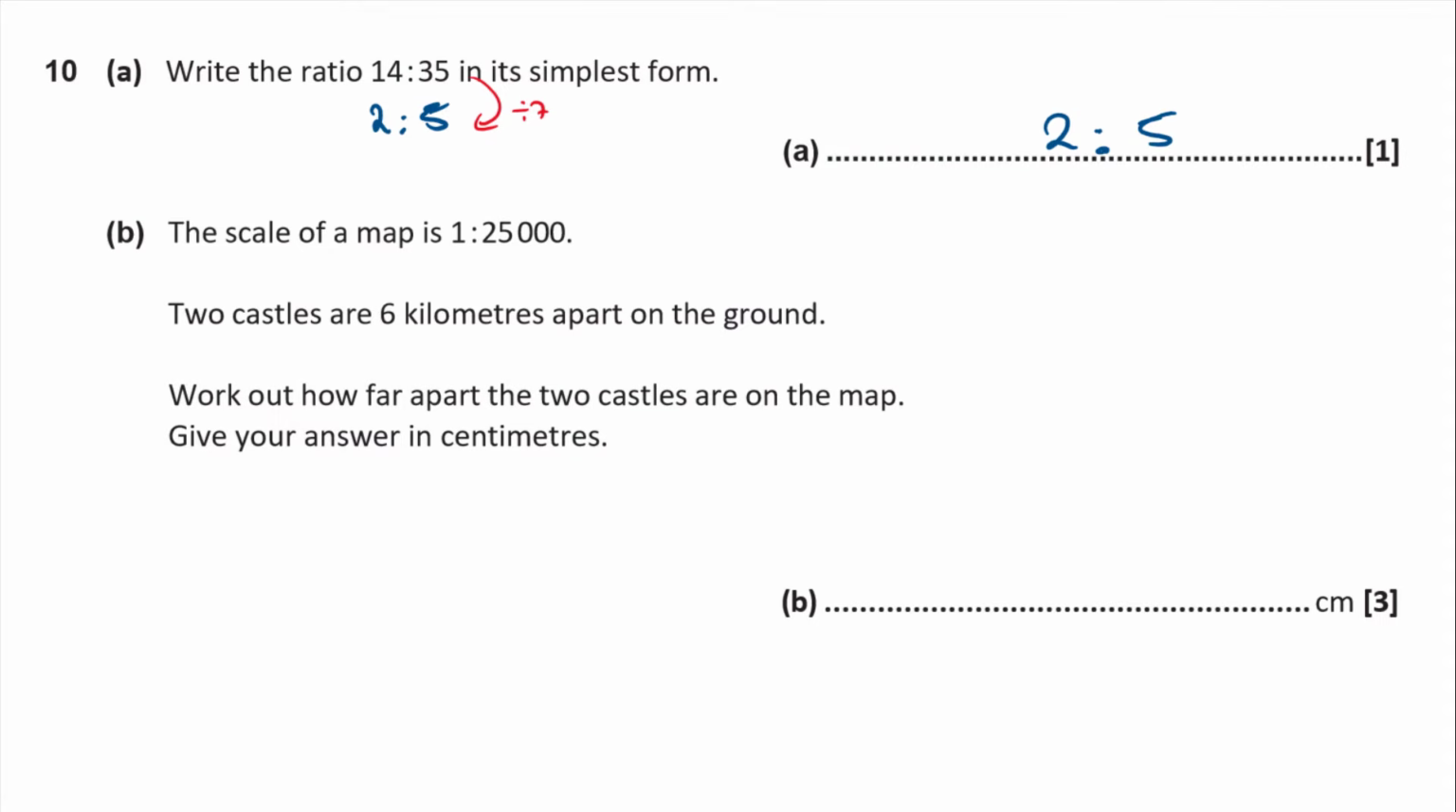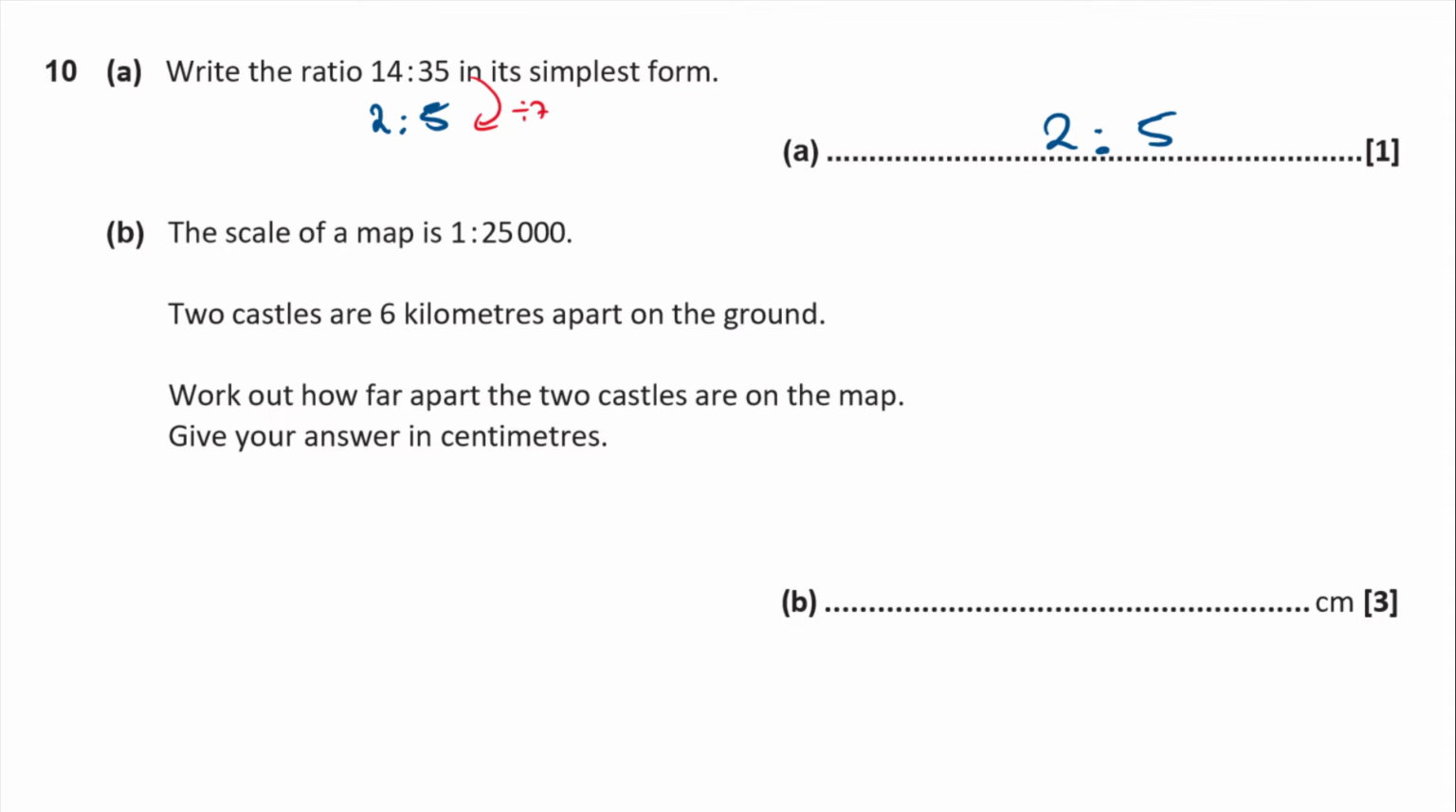Part B says the scale of the map is 1 to 25,000. 2 castles are 6 kilometers apart on the ground. Work out how far the 2 castles are on the map. Give your answer in centimeters.